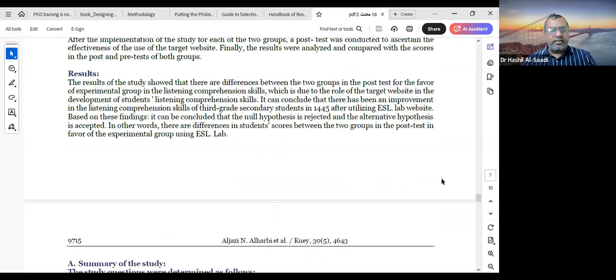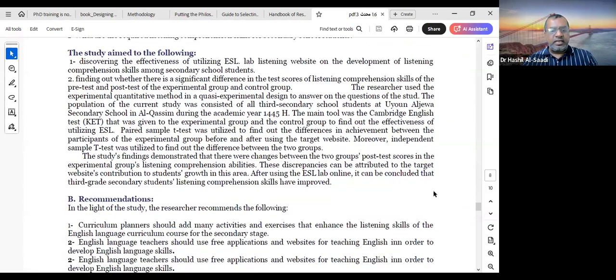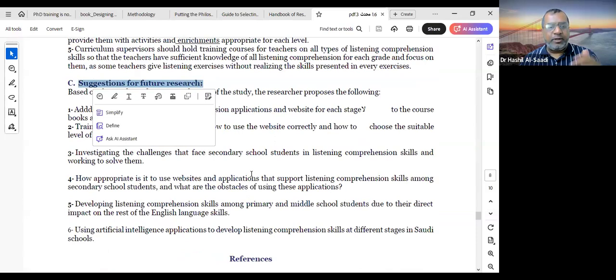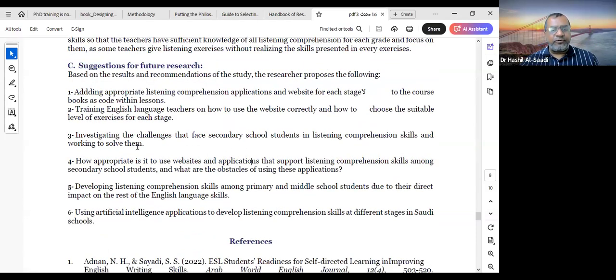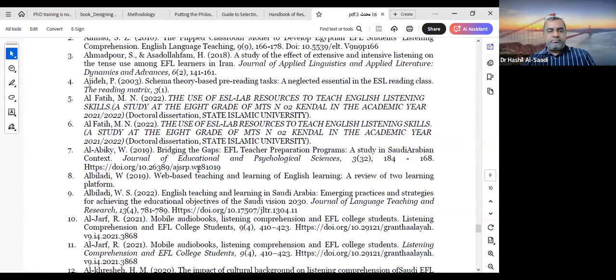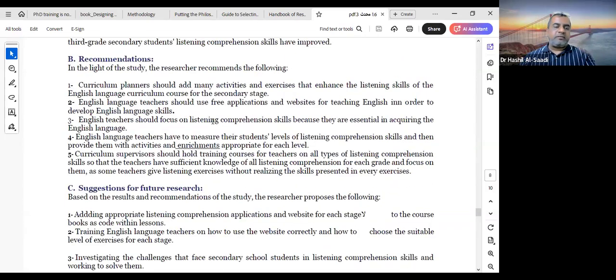Again, the findings and the discussions. There is a discussion of the results, summary of the study, recommendations, suggestions for future research. Remember, we said that most papers will have this section at the end. So these are ideas for future research, if you like. If you are working within this area, you can look at these ideas, and then you can have your own research. All right. These are, of course, references as well. So this shows you the structure of a quantitative paper. Of course, there are different ways of writing a quantitative paper, but because of the limitation of time, I just chose this one.